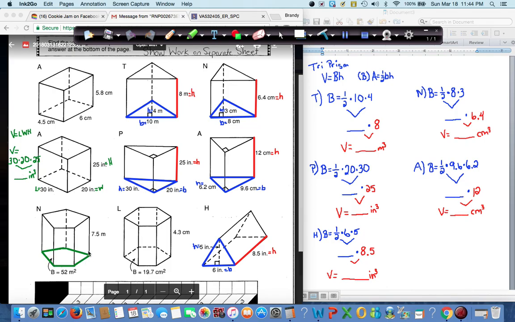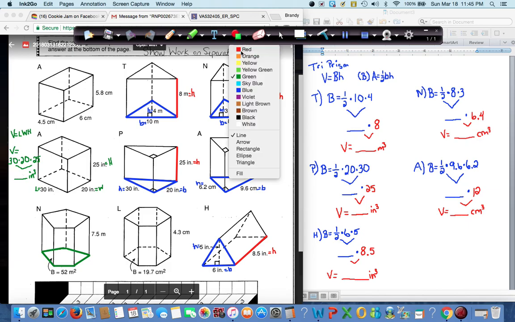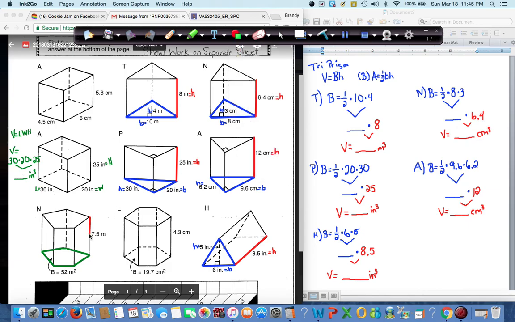You will not have anything like this on your test, but when it comes to volume, if they give you the base, it's very easy. Volume of any shape is the area of the base times the height. That is it. Can't make it any easier. So the height of the whole prism stays the same, right? So this guy right here, just like we used red in all our others, this is the height of the prism.